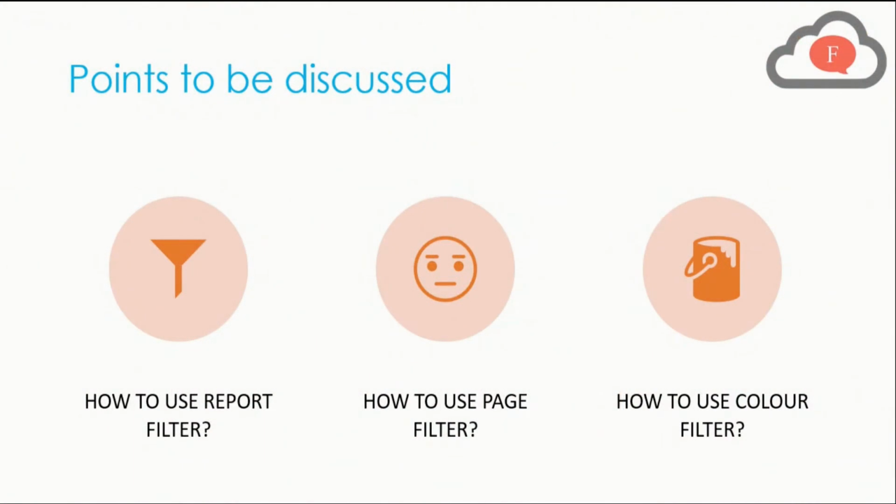So in this video we will particularly talk about three filters. I hope you have understood how many types of filter we are going to discuss in this video. First of all we will talk about report filter, after that we will cover page filter, and in the end we will talk about color filter. So these are the three filters that we are going to talk about in this video. Now let us go to the Power BI desktop and understand how these three filters work.